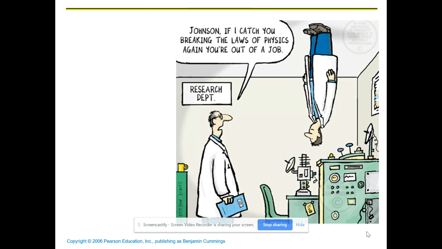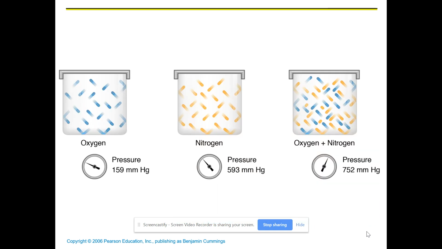Well, to truly understand what's going on with gases, we have to look at gas laws. So we're going to look at several different gas laws. The first one we're going to look at is one called Dalton's law. And so look, these are gases. They're inside a container and they exert a pressure.